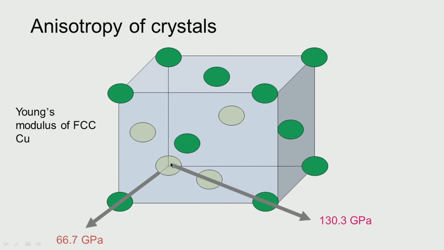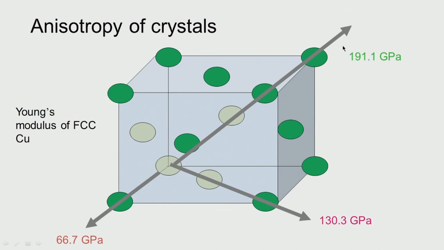Now if the force is in this direction, as you can see, not only these two corner atoms, but also this particular atom is part of this pull. So the Young's modulus increases to 130 gigapascal. If it is in this direction, it is 66.7, if it is in this direction, it is 130.3, that is a big difference. Whereas, if it is in another direction like this, it goes to 191, that is the longer diagonal, it is 191.1 gigapascal, a lot of difference. So whether it is along the side, along the face, or along the longer diagonal, the Young's modulus can change dramatically.